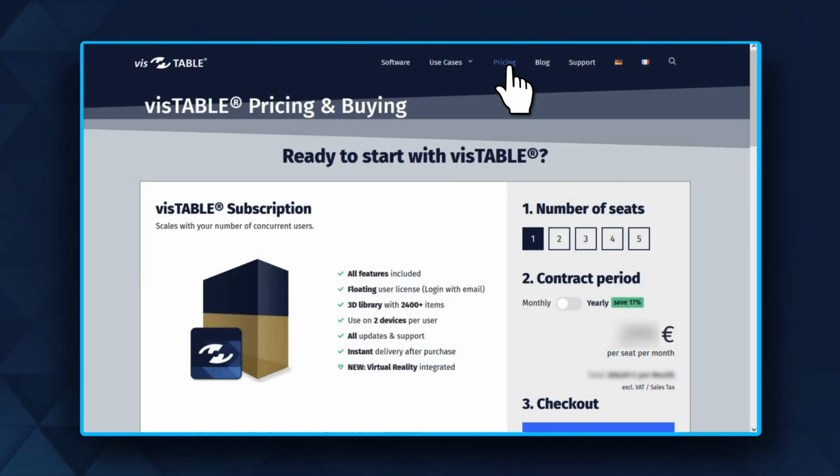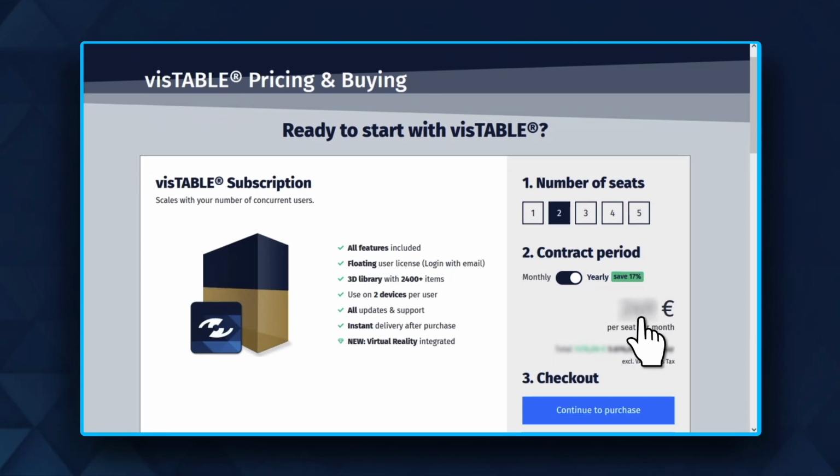On the pricing page, you'll find a selection of plans tailored to meet your needs. You can choose the number of seats, meaning how many people can work at the same time in the future. And you can choose the period. The monthly costs per seat are most favorable if you select an annual period. Click the button Continue to Purchase.